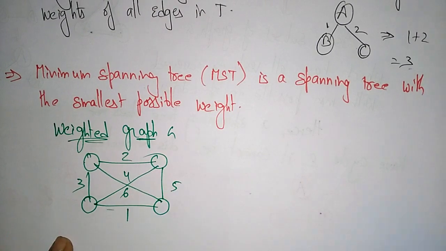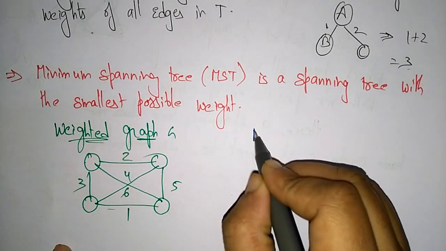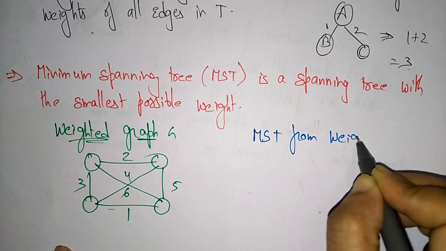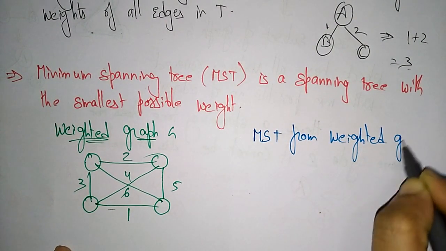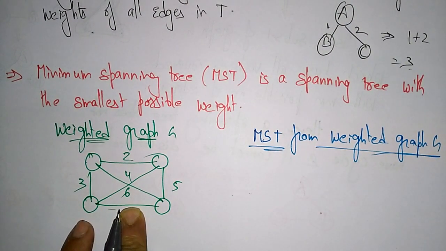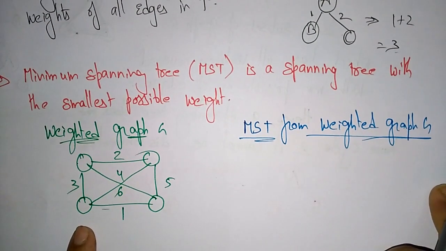Now let us see the minimum spanning tree from a weighted graph. So here in this weighted graph we have to select the minimum spanning tree. So what is the condition of a minimum spanning tree? A spanning tree with the smallest possible weights we have to consider.